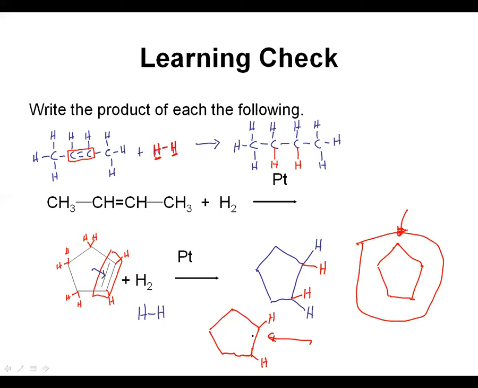Because technically, this is more of a line structure, the bottom one, and we typically don't draw the hydrogens in line structures and things like that. So probably most of the time somebody would do the one on the right.